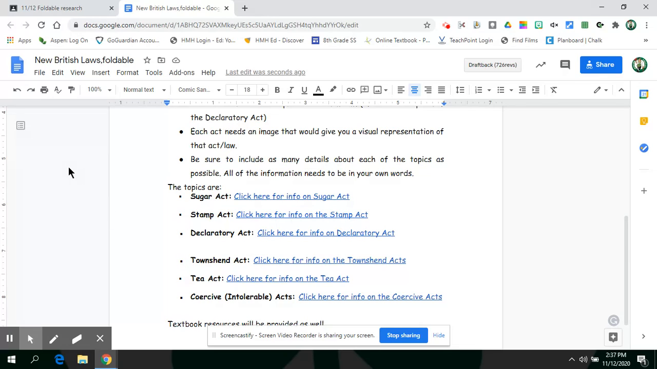We're going to use the textbook as one of our main resources for this. But I also went and found an additional online resource for each of these. Each of these links here is more information. That means we should not be going on Google and clicking for information on the Stamp Act, asking what the colonist reaction to the Stamp Act was. We need to go through the resources that I give you and find the appropriate information.